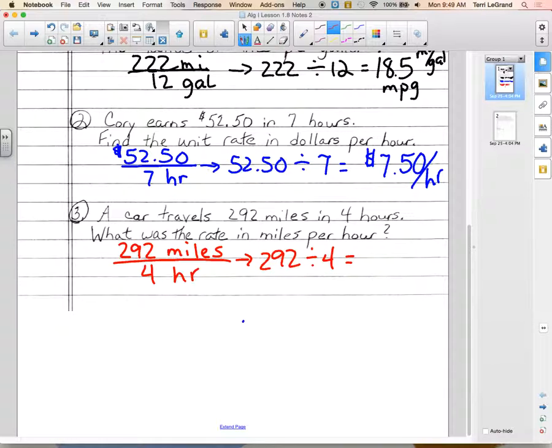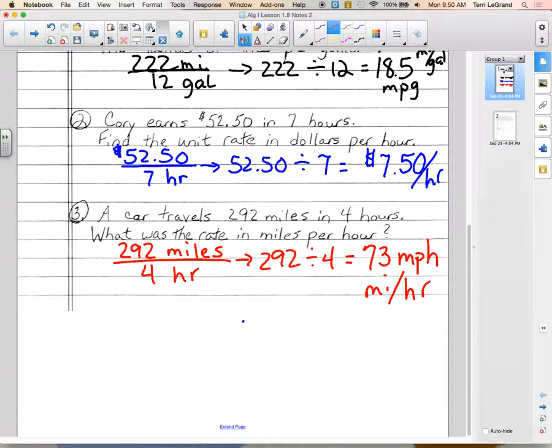Yes, this is how fast this car was traveling. When we figure this out, it tells us how fast they were going. How fast is this car going? 73 miles per hour. Okay, and typically that's how we'll always see that one, MPH. We could write it MI, fraction bar, HR, miles per hour. We could do it that way also. It's just that more typically you will see it written MPH, okay?